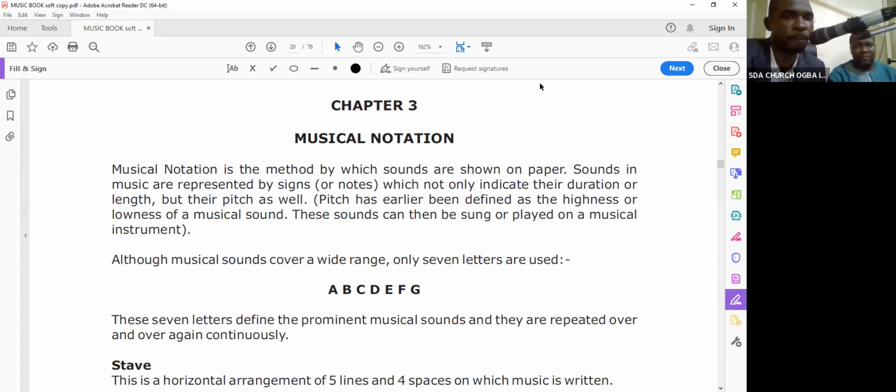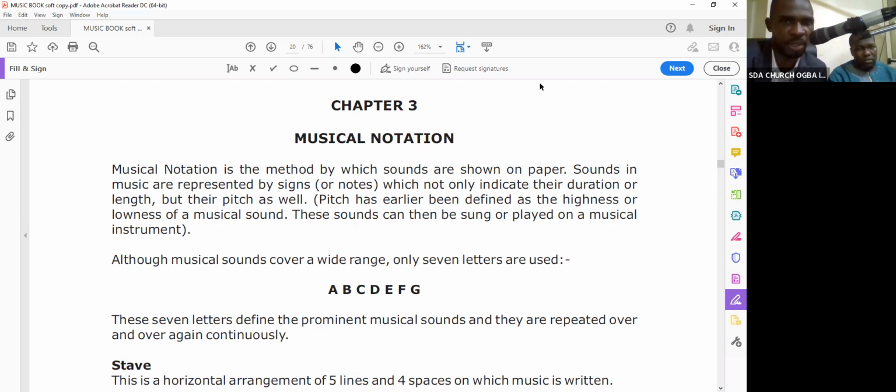So we'll continue. Musical notation. Musical notation is the method by which sounds are shown on paper. Sounds in music are represented by signs, or notes, which indicate not only their duration or length, but their pitch as well. Pitch has earlier been described as the highness or lowness of a musical sound. These sounds can then be sung or played on a musical instrument.